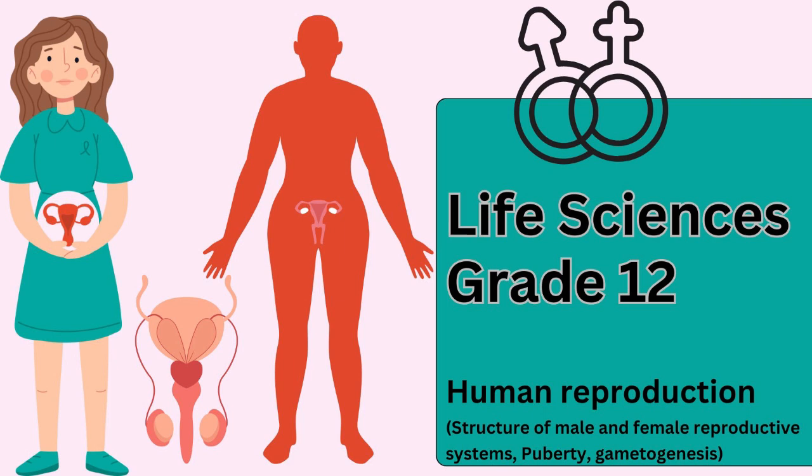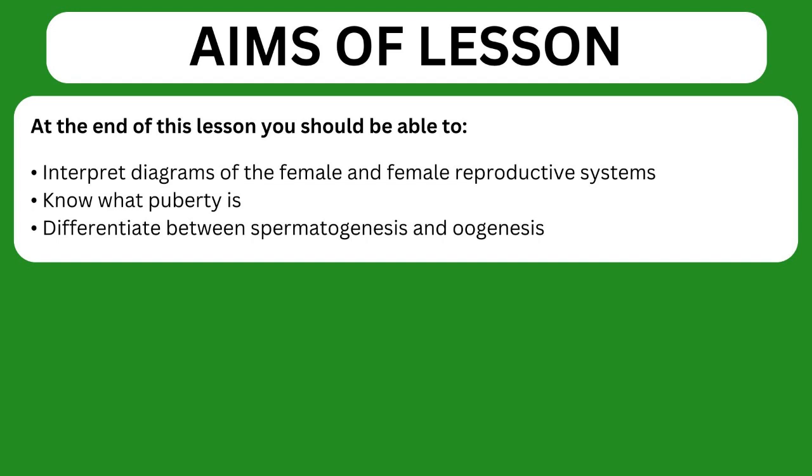Topic: Human reproduction, structure of male and female reproductive systems, puberty, gametogenesis. Aims of lesson. At the end of this lesson you should be able to interpret diagrams of the male and female reproductive systems. Know what puberty is. Differentiate between spermatogenesis and oogenesis.